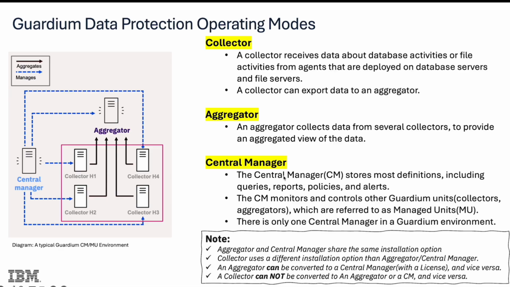Central Manager stores crucial definitions like queries, reports, policies. It monitors and controls the other Guardium units, like collectors and aggregators, which are referred to as managed units. There is only one central manager, but could have multiple managed units per each CM and MU environment. The left diagram shows a typical environment of one central manager managing one aggregator and 4 collectors. The aggregator aggregates data from the 4 managed collectors.